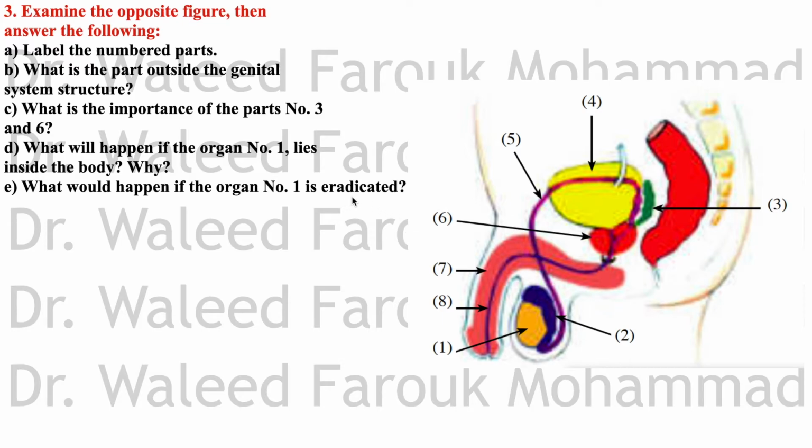Not descended, the same as eradicated. Okay? Now, what would happen if the organ number 1 is eradicated? So we have 2 periods, before puberty and after puberty. Before puberty, if the testis is eradicated, there will be no complete growth for the other sex organs, internal sex organs like the prostate, seminal vesicle. Okay? If after puberty and everything is fully developed, there will be infertility, because there will be no sperms produced. So remember, before puberty and after puberty.